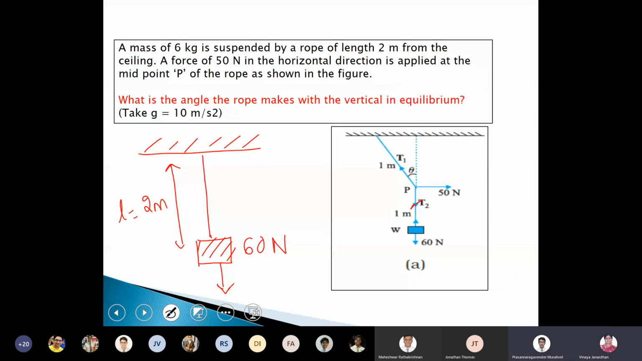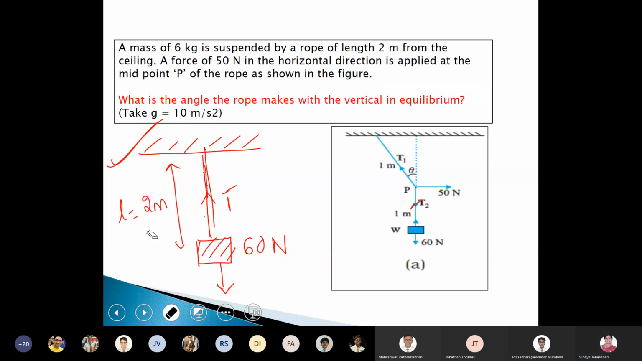Ma'am, the tension is the same through the string, right? From P to W and from the ceiling to P? No. If it would have been the same, they would have marked it as either T2 or T1. It's different. I'm talking about only from the ceiling to P being the same, and from P to W it's different. In the first diagram, the tension at every point would have been the same. Now, since you have applied a force, it's different.